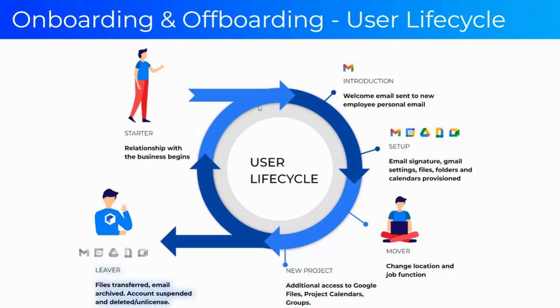And then ultimately, the individual will leave the organization. And again, from a Google Workspace perspective, it's important that the individual is removed from the system in a controlled and secure way. And so typically what would happen is the files will be transferred, emails will be archived, accounts will be either suspended, deleted, licenses may be removed, accounts may be archived themselves. And so that typically is the life cycle of a particular user.